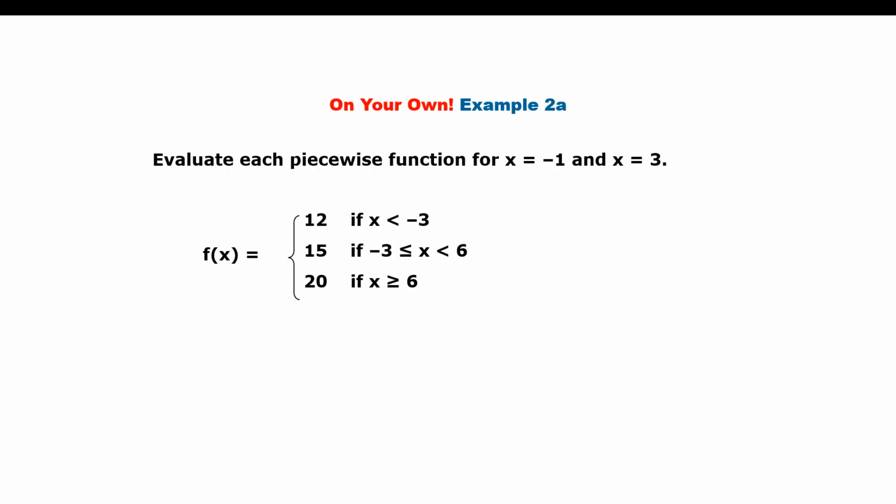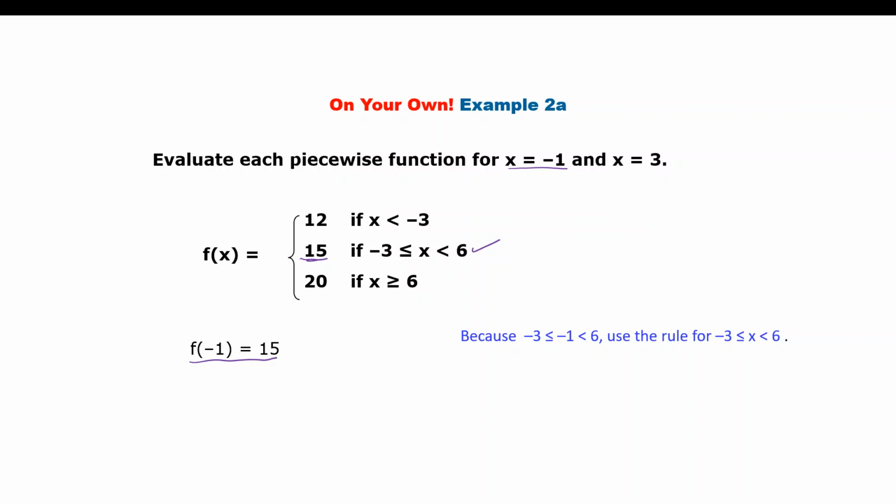All right, so on this one, let's evaluate each piecewise function for, at first, x equals -1. All right, is -1 less than -3? No, it's not, so we're not using that one. Is -1 greater than -3 and less than 6? Yes, it is. So we're going to use this one. So all we have to do now is just say, okay, f of -1 equals 15. That's all you have to do, okay?